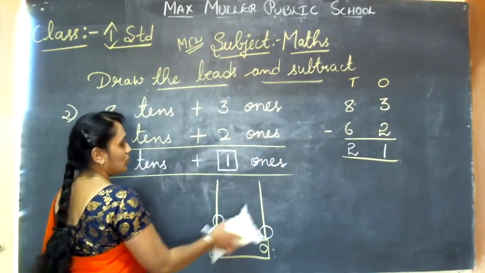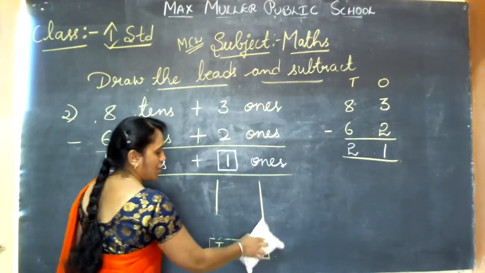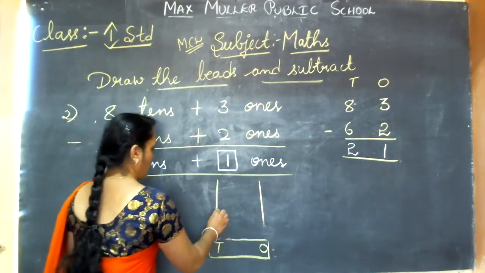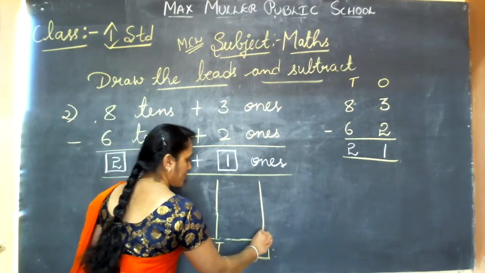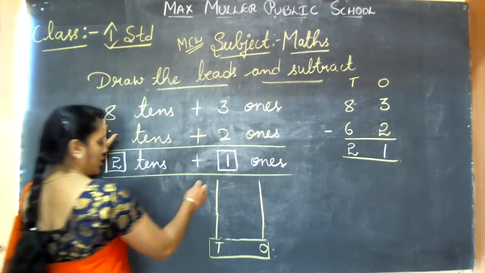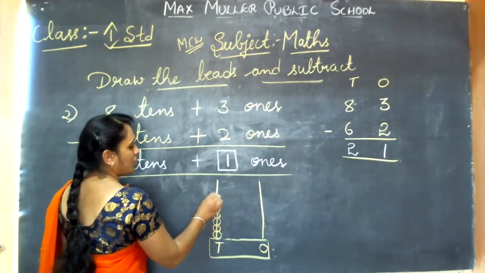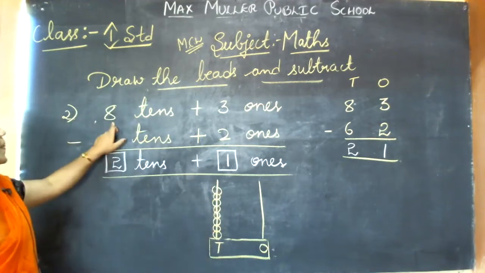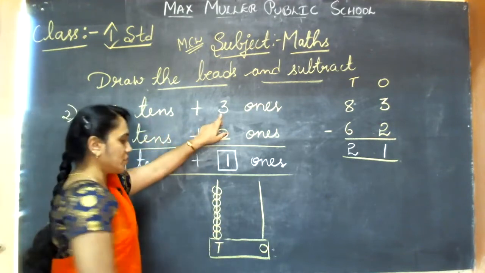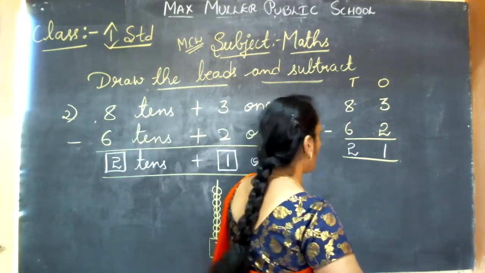Yes. So in addition, you're drawing the answer beads, what they have got. But in subtraction, no. Subtraction sum: first draw here 8 beads. 2, 3, 4, 5, 6, 7, 8 beads. Okay. Then in the ones place draw 3 beads. Cut the beads.